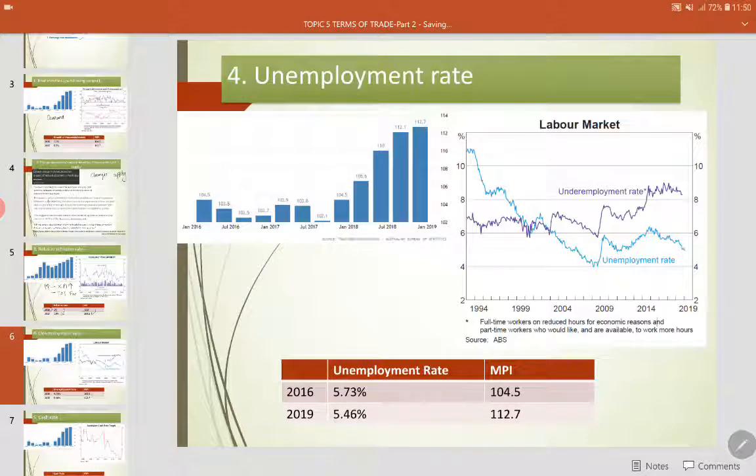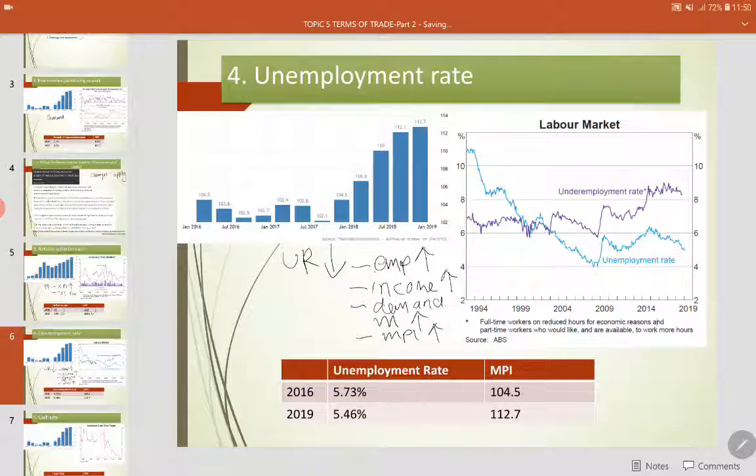Okay, moving on to unemployment rate. You must know that when unemployment rate decreases, it means employment rises. Employment rises means the income, especially your disposable income, increases. So when there is an increase in income, it causes spending to increase, especially demand for imports will increase. Recall the relationship: when demand increases, it's going to cause the price to increase. In this case, our import price index will increase.